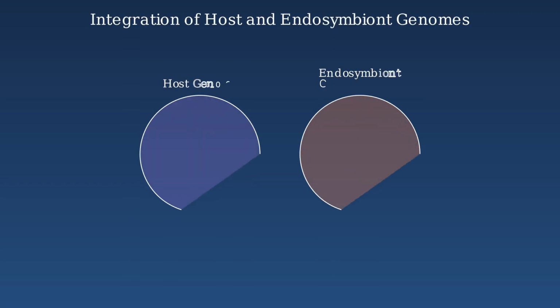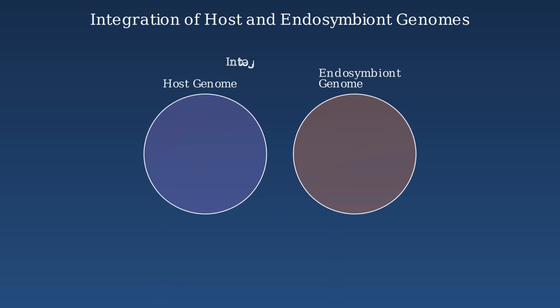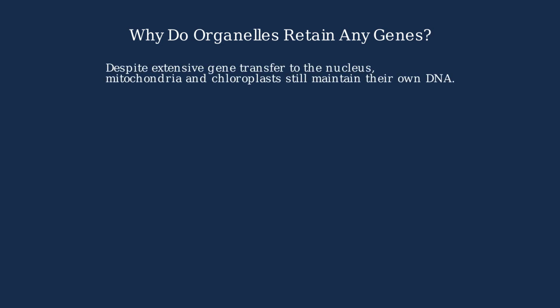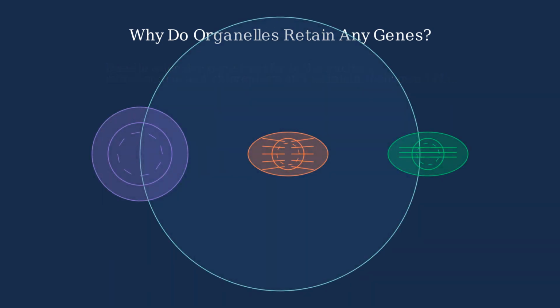The transfer of genes from organelles to the nucleus was a critical step in the integration of endosymbiont and host genomes. This genomic integration transformed what began as separate organisms into a single, unified entity with shared genetic interests. It represents one of the most profound examples of genetic integration in the history of life, fundamentally reshaping the eukaryotic cell. Despite extensive gene transfer to the nucleus over evolutionary time, mitochondria and chloroplasts have retained some of their own genetic material. This raises an important question.